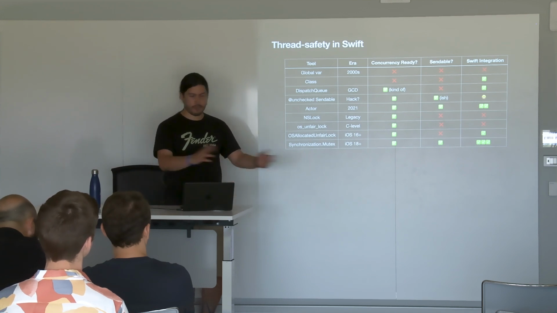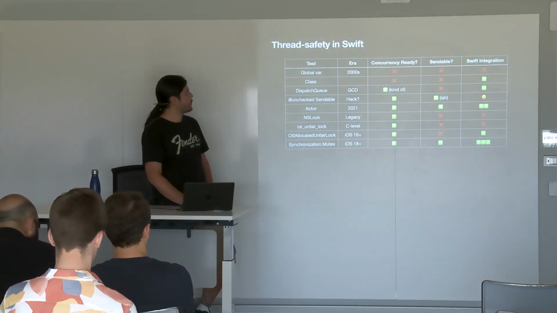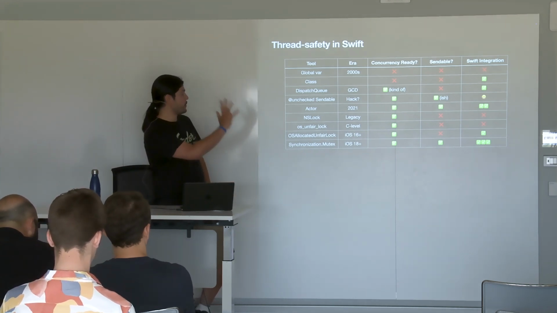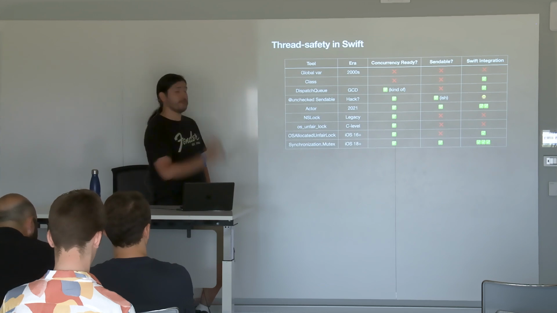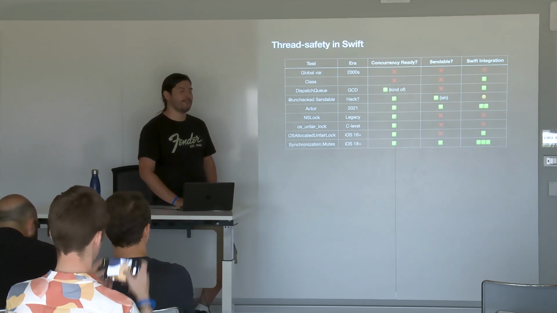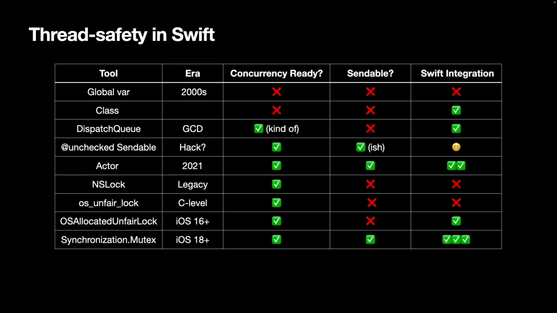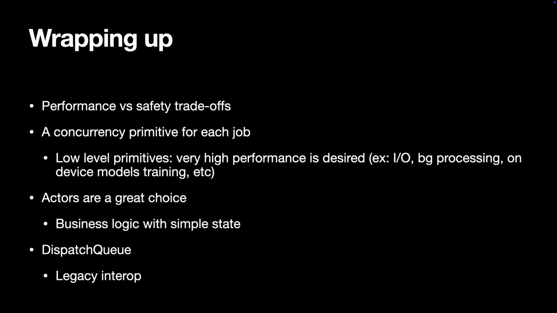So I made a beautiful table to get an idea of what my options were. Sadly, I couldn't directly jump into iOS 18 as the minimum required version, so I have to fall somewhere in between using the lock and using actors. But it's very nice that this exists. I have no idea if you tried it also during the last year. So wrapping up, you get performance versus safety trade-offs.